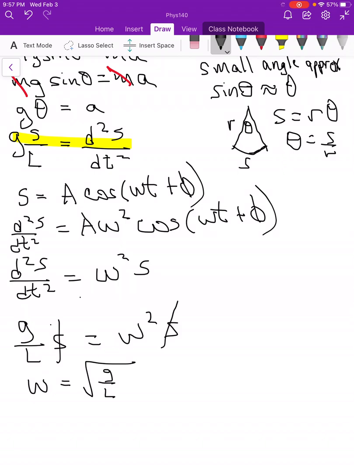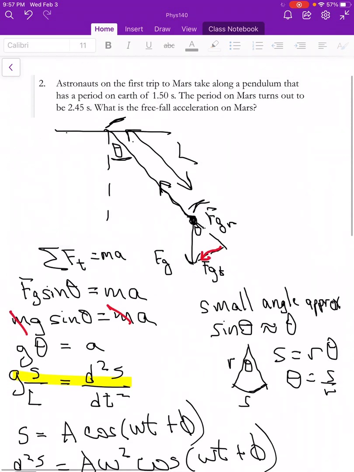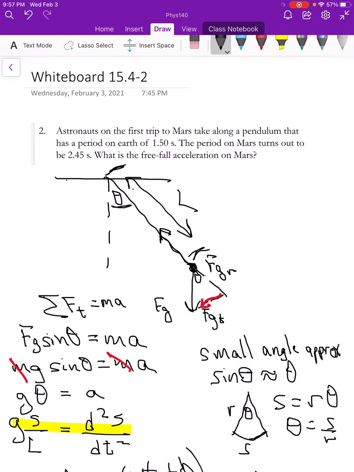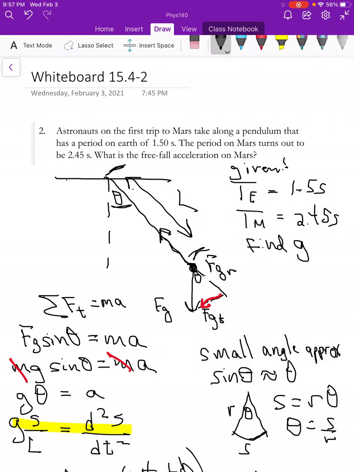So that's great and all, but what are we trying to find? Well, we should have done that right from the beginning, right? Let's do that now because I forgot our givens. Let's do our givens first. Our given is that T on Earth is equal to 1.5 seconds. So the period of the pendulum on Earth is 1.5 seconds, and the period on Mars is equal to 2.45 seconds. And I'm trying to find the acceleration. So I'm trying to find g on Mars.